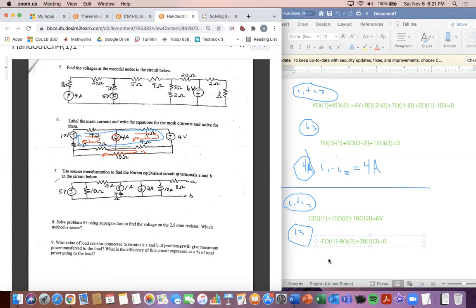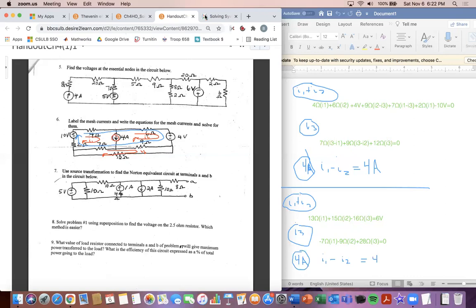Okay, now that we made our I3 equation, we're looking at this 4 amp equation, I1 minus I2 equals 4 amps. That's just going to be our third equation down here, so we don't need to simplify that any further. So I1 minus I2 is equal to 4. And so now that we got 3 equations and we have 3 unknowns, I1, I2, I3, what we can do is plug this into a linear systems equation solver.